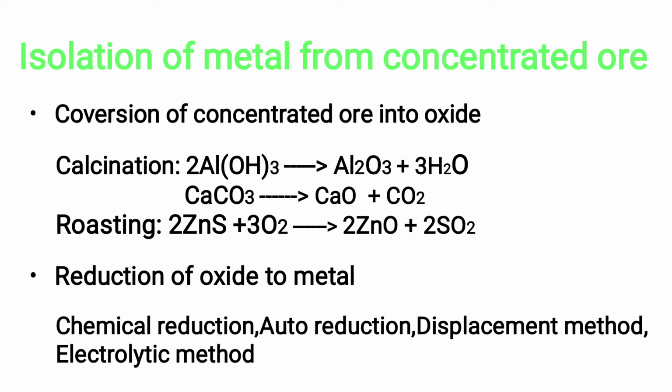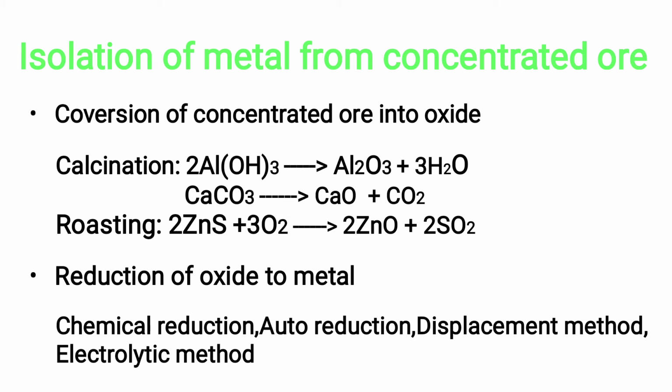In auto reduction, the metal is obtained either by simple roasting or by the reduction of its partially oxidized form. In the displacement method, the metals are reduced through displacement by a more reactive metal from their complexes. Finally, the electrolytic method is used for highly electropositive elements of group 1 and 2, which are found as chlorides or oxosalts. These oxosalts are converted to chlorides later. This electrolysis is done in fused or molten form. In this, the metal gets deposited at the cathode.